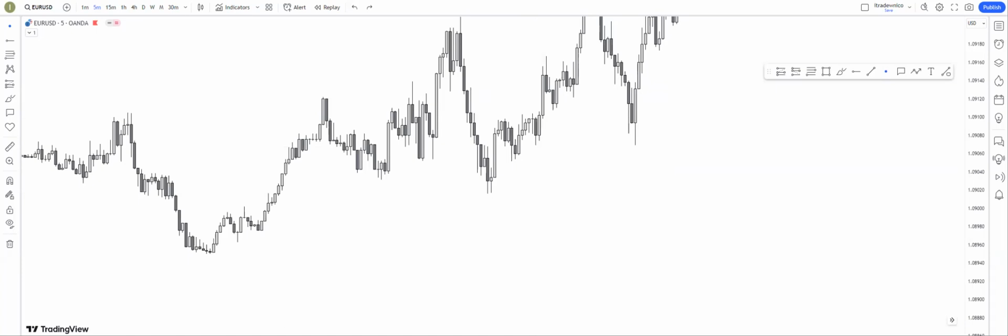Because after BOS, a new range is created. Exactly. After every BOS, a new range is created. You cannot say that on this day there was no setup. There is a setup everywhere on every single time frame. But that doesn't mean that there is always a setup for you.